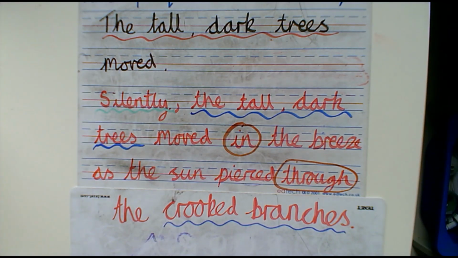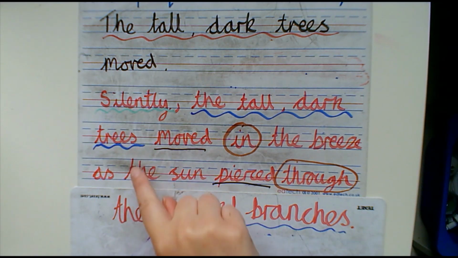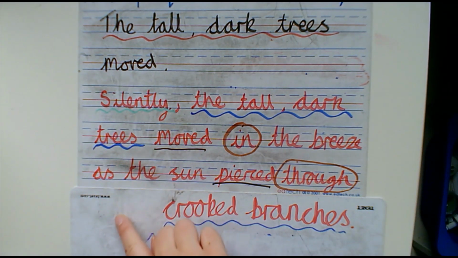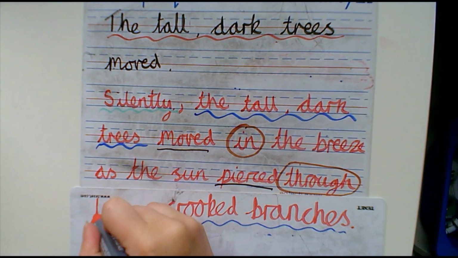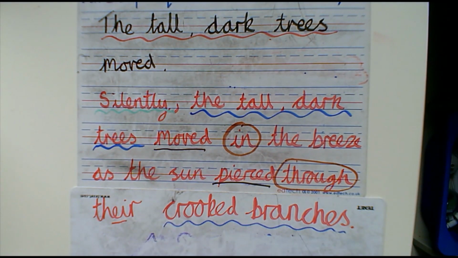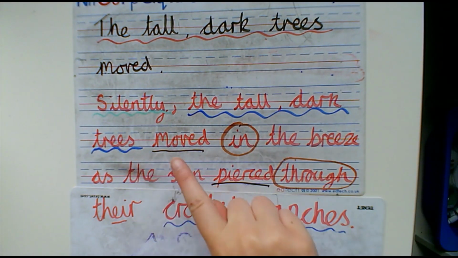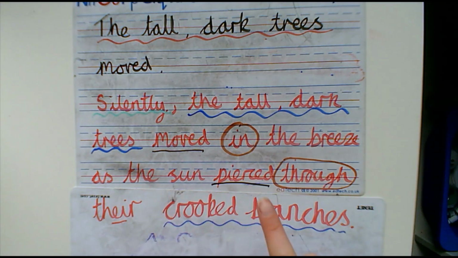Now, there's something not quite right about this sentence, because I've used the word the for crooked branches. But actually, I want the branches to belong to the trees that I've already written about. So I need to change it to their. So the branches belong to the trees. So let's read the sentence together. Silently, the tall, dark trees moved in the breeze as the sun pierced through their crooked branches.